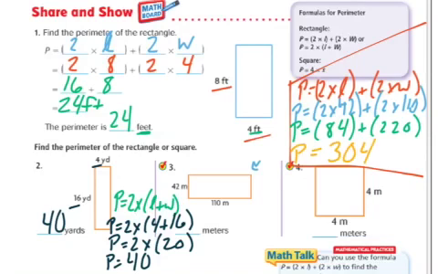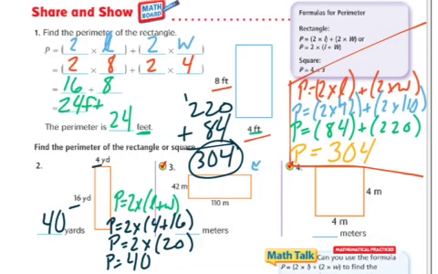304. Now, I would advise that we would go off to the side, 84, 220, and add down. Make sure you are adding with your numbers all nice and lined up. 2 plus 8 is 10, and that's how we get 304. So the answer to this one for our perimeter is 304 meters.